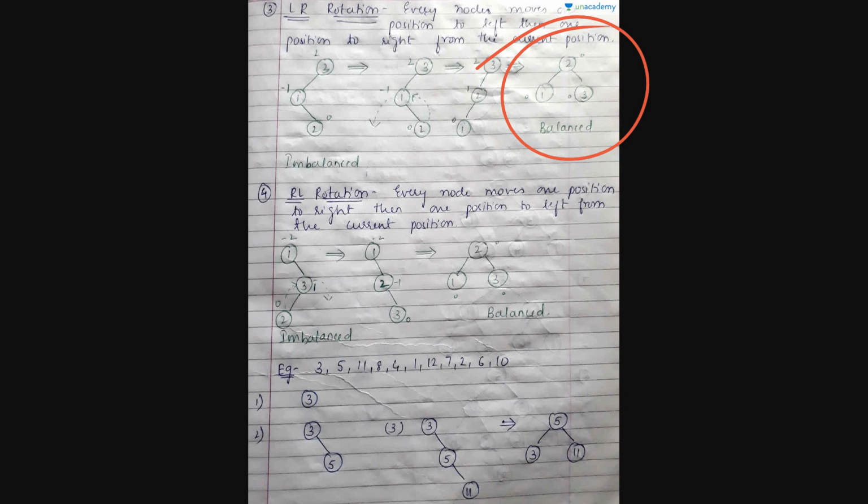Next, right left rotation. In this every node moves one position to right, then one position to left from the current position. Here also it is imbalanced as it is showing -2. So what we have to do is, first we have to do the right rotation. We have done that here. Then left rotation is to be performed.